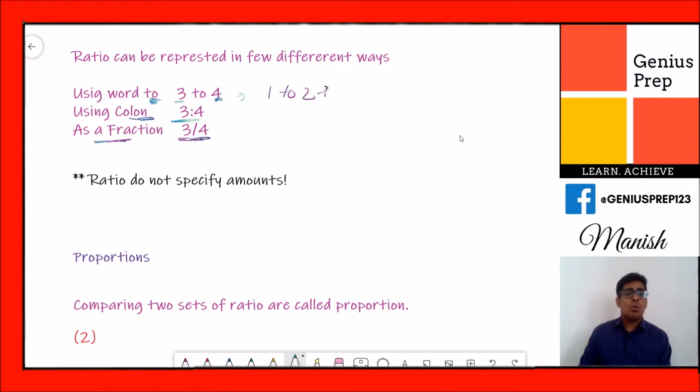One very important thing to note here is that ratios do not specify amounts. What does it mean? In my previous example, I was saying that my money to your money is 1 is to 2. Does this give you the idea how much money I have, or how much money you have? No. It just says that you have twice the money I have. So a ratio does not specify the amount.